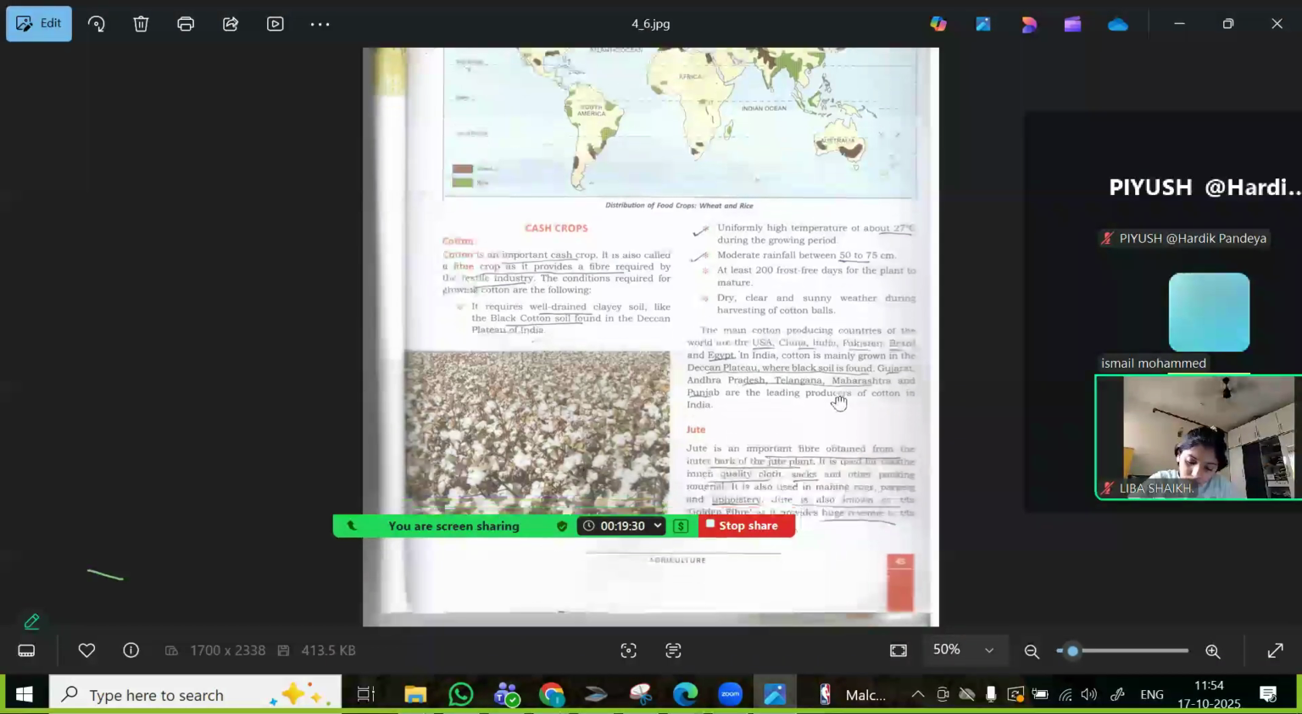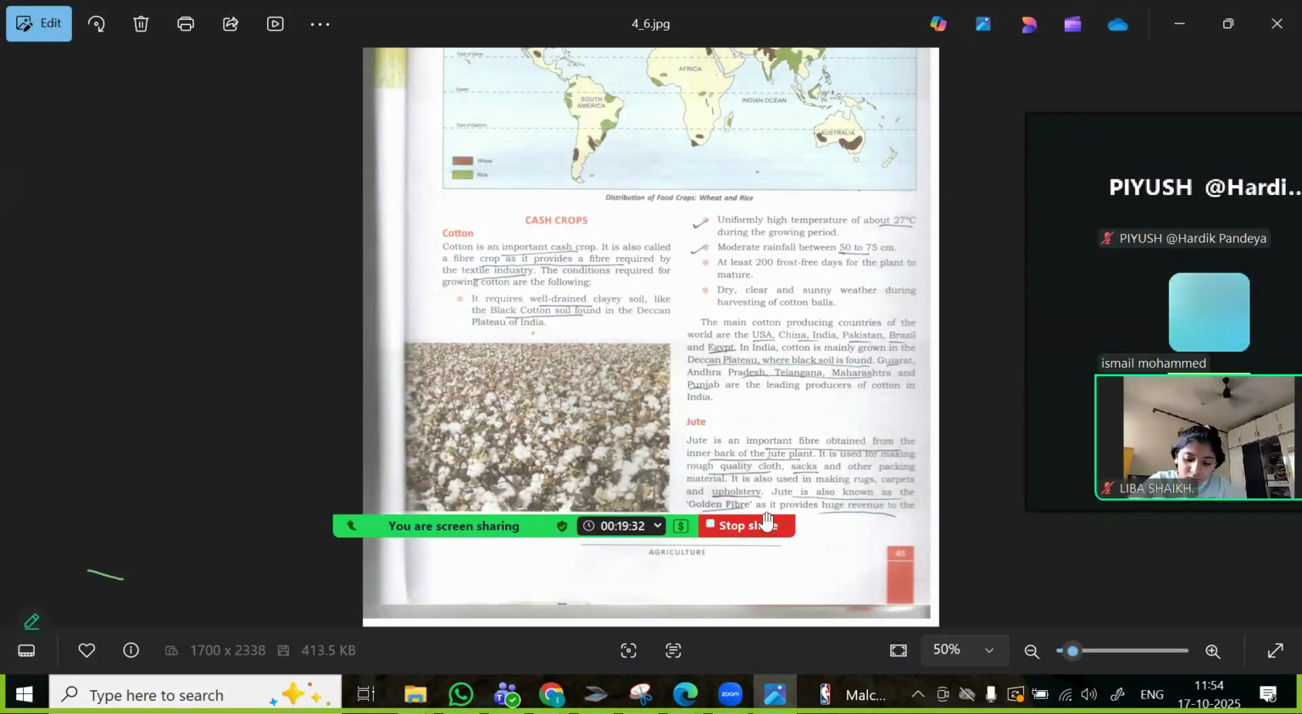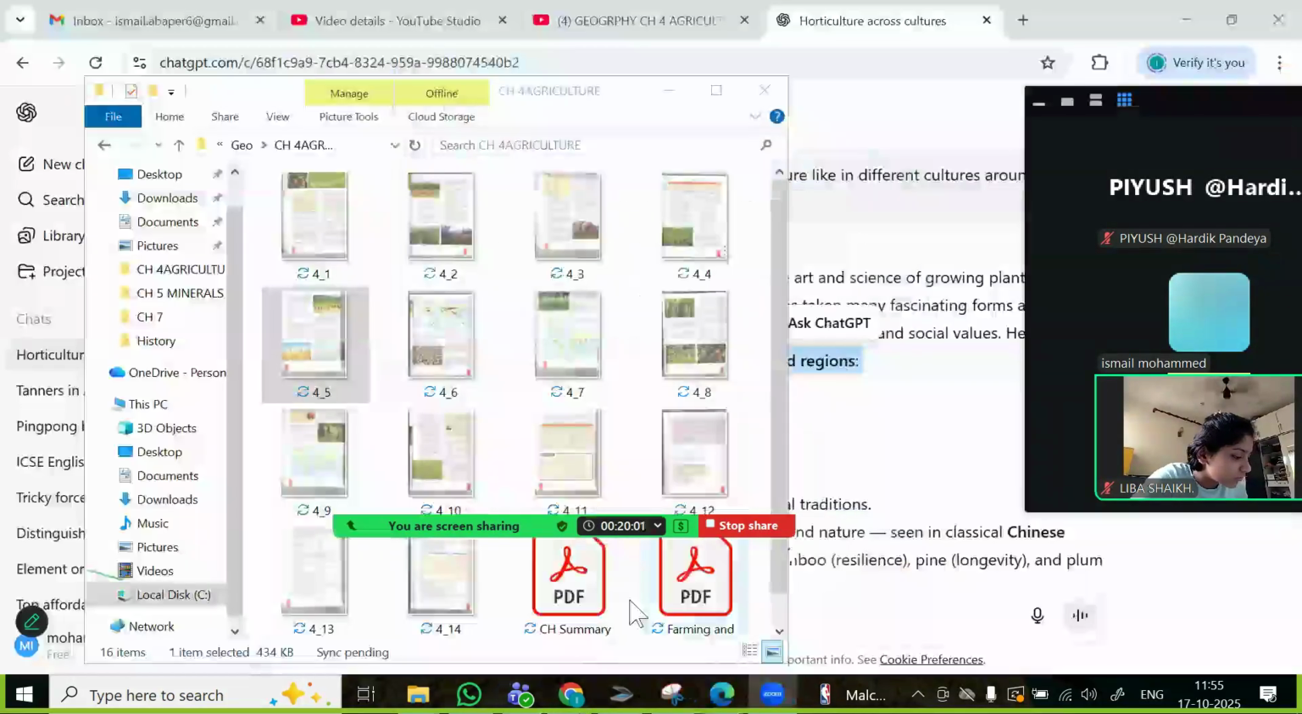It is also known as the golden fiber. Why is it called the golden fiber? Because it is the crop which provides huge revenue, huge income to the government. So that is why it is called the golden fiber. Whereas cotton is called the fiber crop, jute is called the golden fiber. So you need to remember these two things. That covers the sixth page.